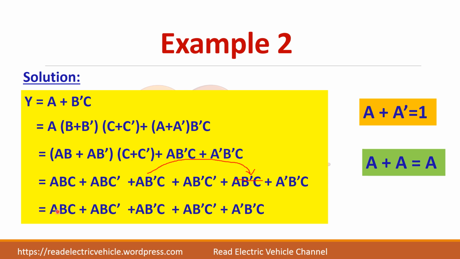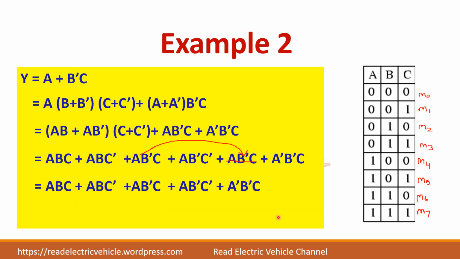So now this is in canonical form because each term has all the 3 variables. So now we have to express it in terms of minterms. It is already in minterm form. Now we will write what this number is. So A means 1, B 1 and C 1. So this is ABC. It corresponds to M7.